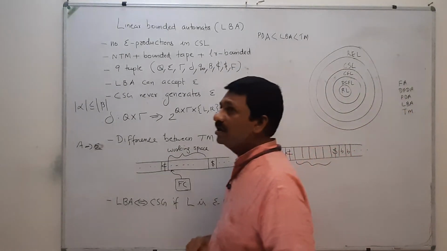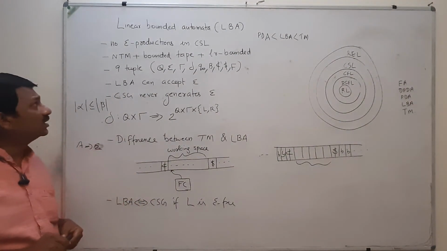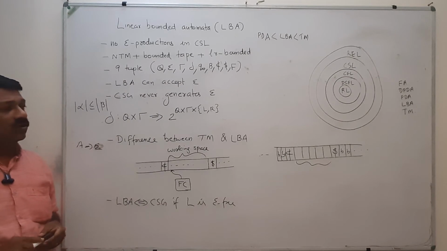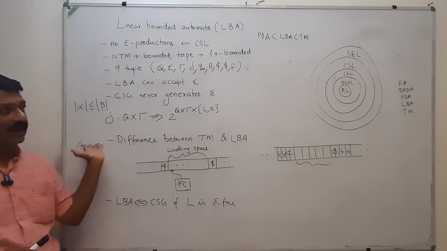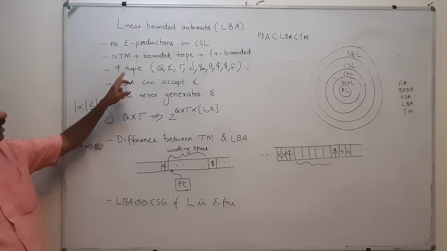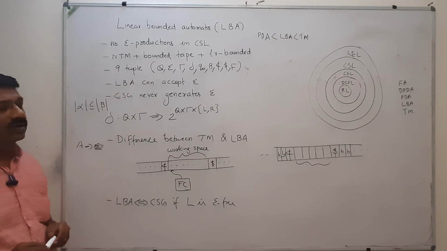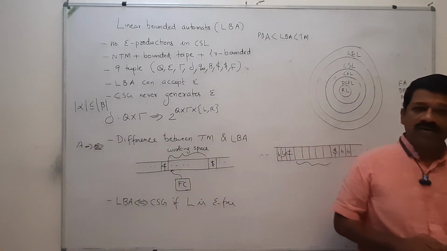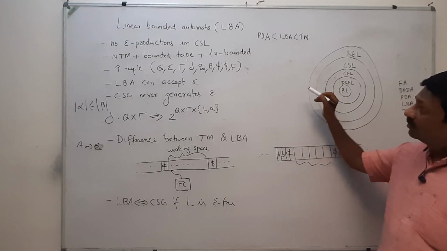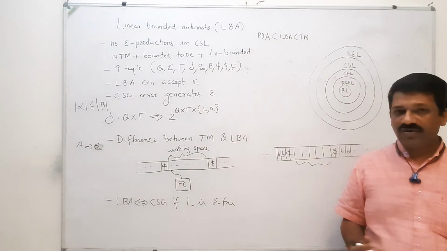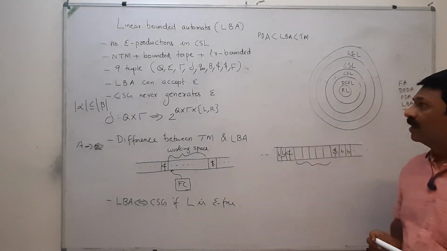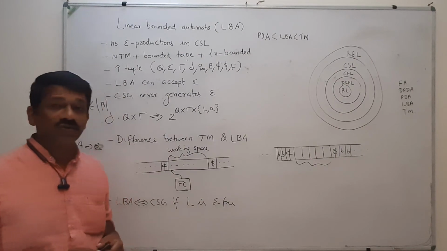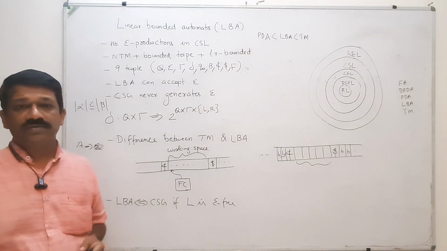It is nothing but a non-deterministic Turing machine with a bounded tape, LR bounded, meaning the left side and right side are bounded, and it has a 9-tuple. That is all about linear bounded automata. Design of linear bounded automata is not required as far as your syllabus is concerned. So with that, I am concluding the session. Okay, thank you.